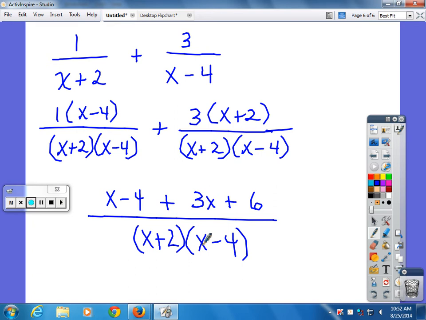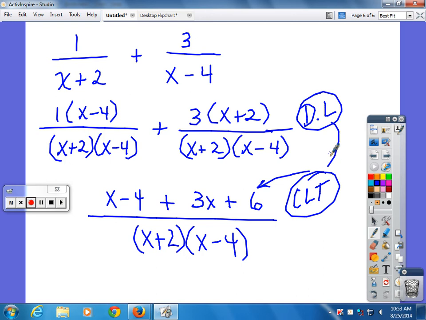Combine like terms. CLT. What law did we use here? Whenever you use the distributive law, usually the next step will always be combining like terms. 90% of the time. The other 10% is when you don't have anything that you can combine. What's 3x plus x? And what's negative 4 plus 6?